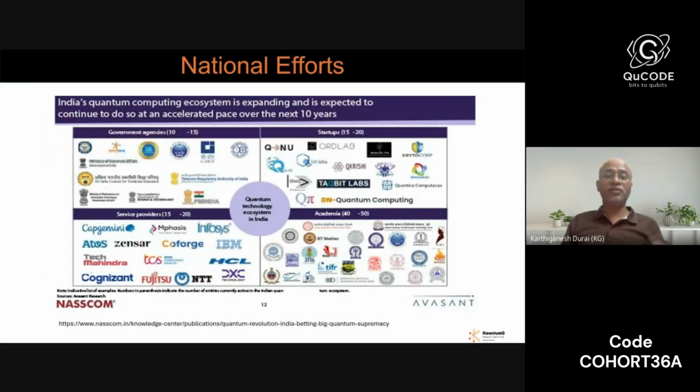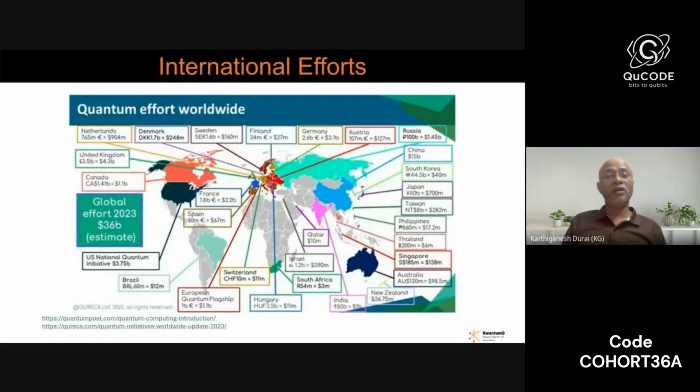Then these are the national efforts in India. The National Quantum Mission is one important thing. Apart from that, this one is prior to the NQM coming into effect. You can see there are government organizations, then startups, service providers, and academia. It is a good integration of various organizations to build the quantum technology ecosystem in India. That is one reason we can be very confident that when the industry matures, we will have our place in quantum technology.